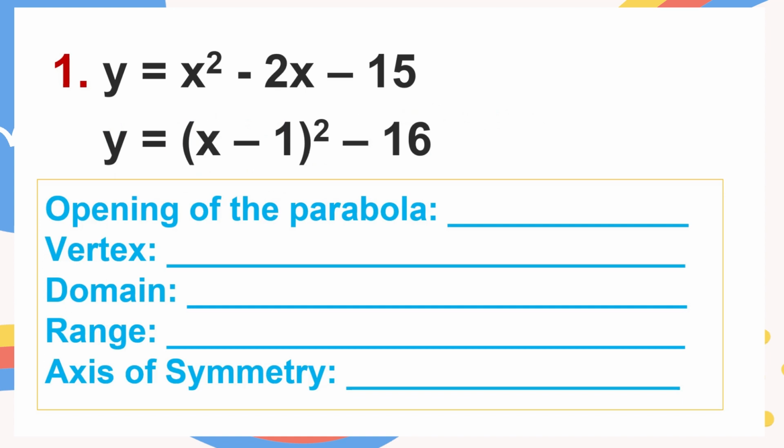Let us now describe the graph of quadratic function y equals x squared minus 2x minus 15. The opening of the parabola is upward because the value of a is greater than 0 or positive. The vertex is at (1, negative 16). And we can say that the vertex is a minimum point because the opening is upward, so the vertex is the minimum point. And this value of k, which is negative 16, is the minimum value.